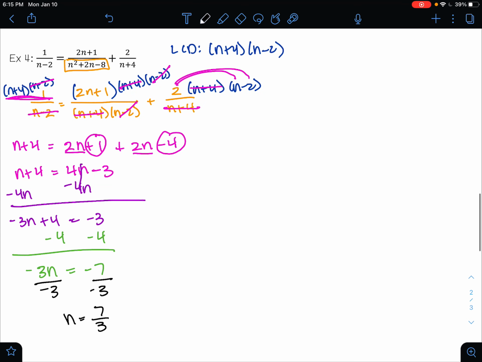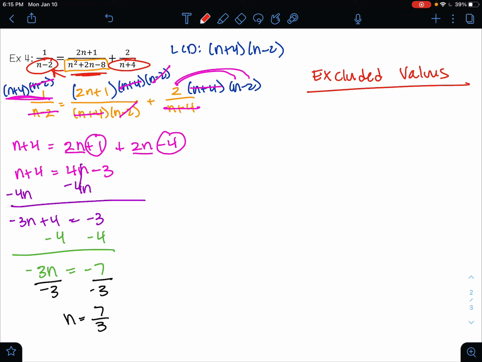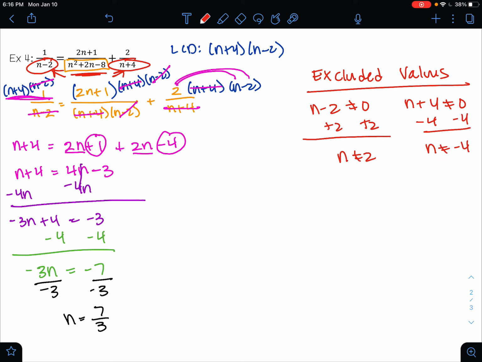Now let me check my excluded values. So I'm going to set each of my denominators equal to 0. When I do that, I'm going to have n minus 2 and n plus 4. When you factor this, you get these factors. So you really just have to solve each equation once. So n minus 2 cannot be 0, and n plus 4 cannot be 0. To undo subtraction, I'm going to do addition and get n cannot be 2. To undo addition, I'm going to do subtraction and get n cannot be negative 4.